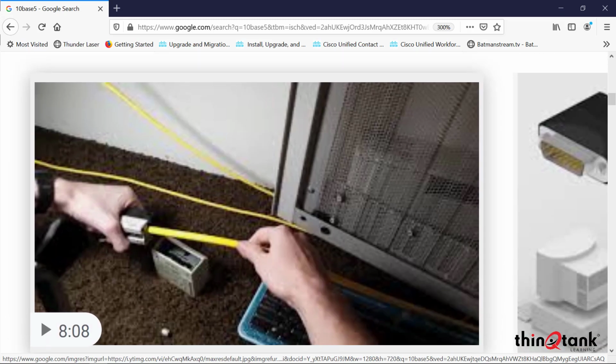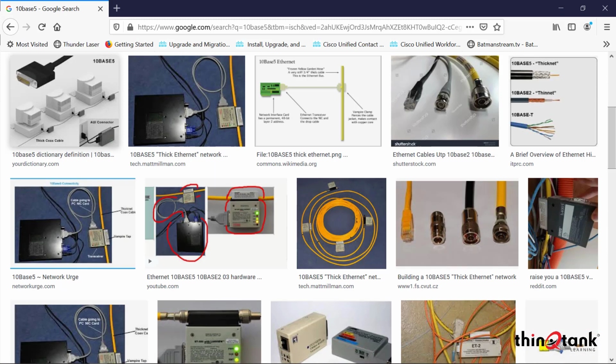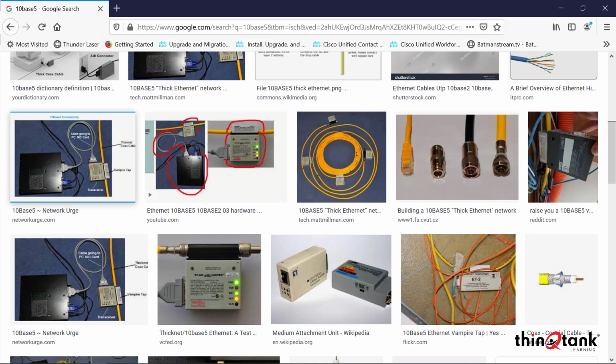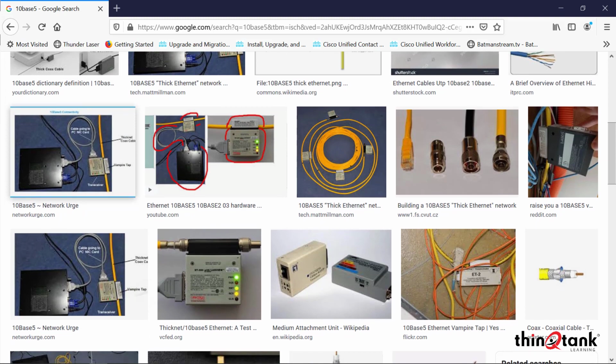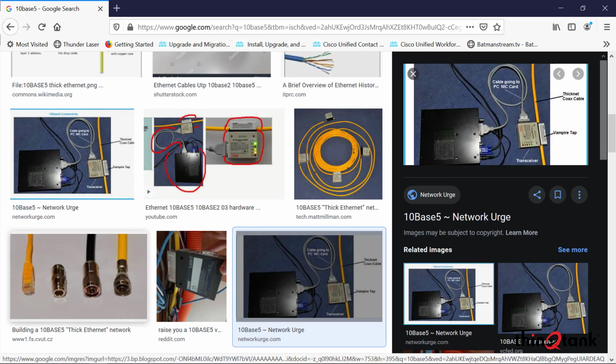If you wanted to connect to the network, you would put something on there called a vampire tap, which had a metal pin that would pierce the copper core. That's literally how you would get connected to the network. It's pretty crazy the way it used to be. That's what the tap looked like there, and here's the diagram of one right here. You can kind of see it. But that was still considered a bus topology.